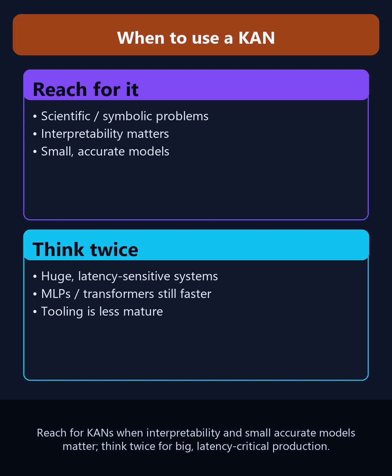Pick it for scientific computing, symbolic regression, and any problem where interpretability and small models matter. Think twice for huge, latency-sensitive production systems, where MLPs and standard transformers are still faster, cheaper, and far better supported. KANs can be much slower per step, so match the tool to the job rather than the hype.